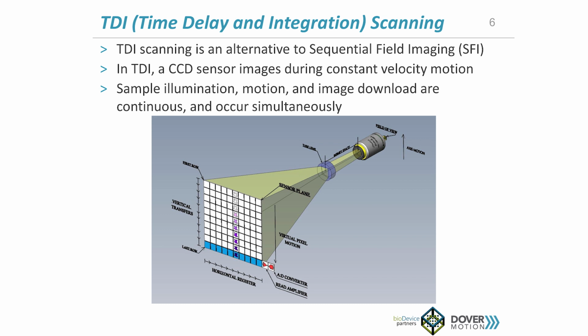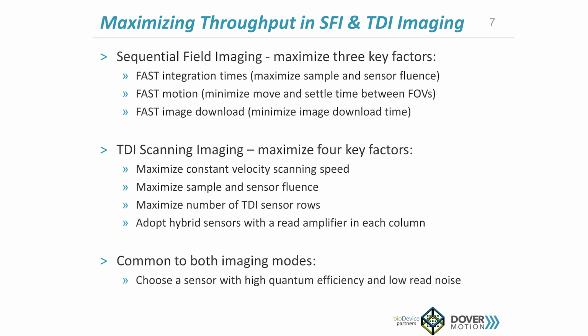Now, the alternative to sequential field imaging is what's called TDI, or time delay and integration scanning. In this case, the motion is continuous at a fixed velocity down a row and then moving to the next row and repeating in the opposite direction. In this case, sample illumination, motion, and image download are continuous and happen simultaneously.